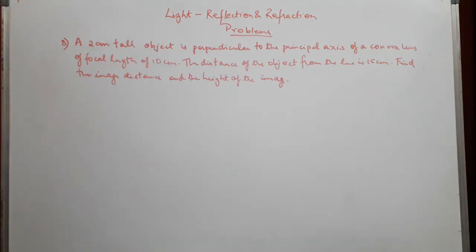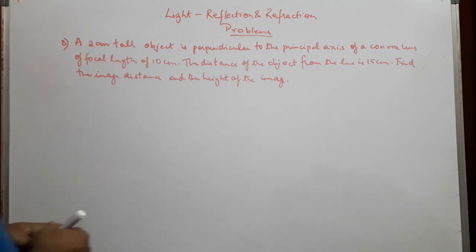Our next problem says a 2 centimeter tall object is perpendicular to the principal axis of a convex lens of focal length 10 centimeters. The distance of the object from the lens is 15 centimeters. Find the image distance and the height of the image.